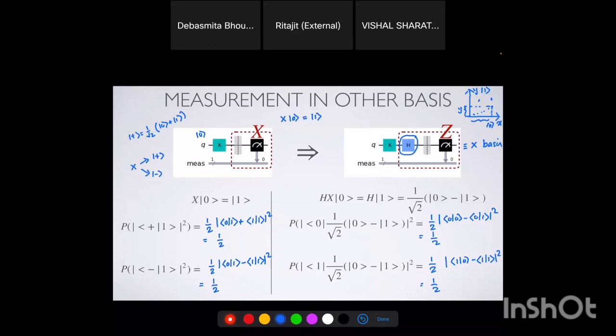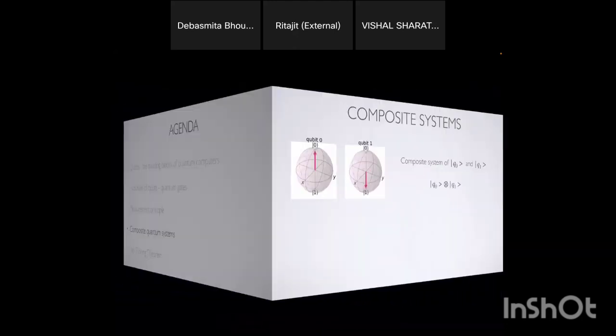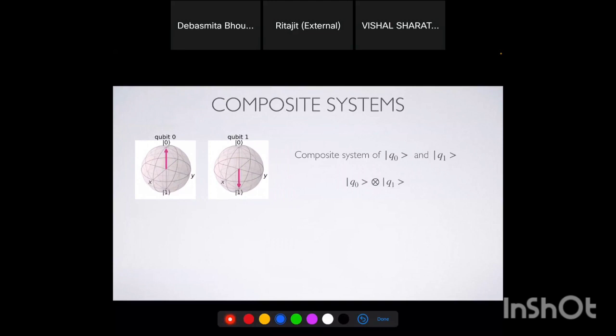Okay, so we have two small things just to discuss, and I don't have a lot of time also. Composite quantum systems. So what happens if we have more than one qubit? We have all been talking about one qubit. We have seen how to evolve it. We have seen how to measure it. But what happens if we have more than one qubit? So suppose we have these two qubits. The first qubit is in the state 0. The second qubit is in the state 1.